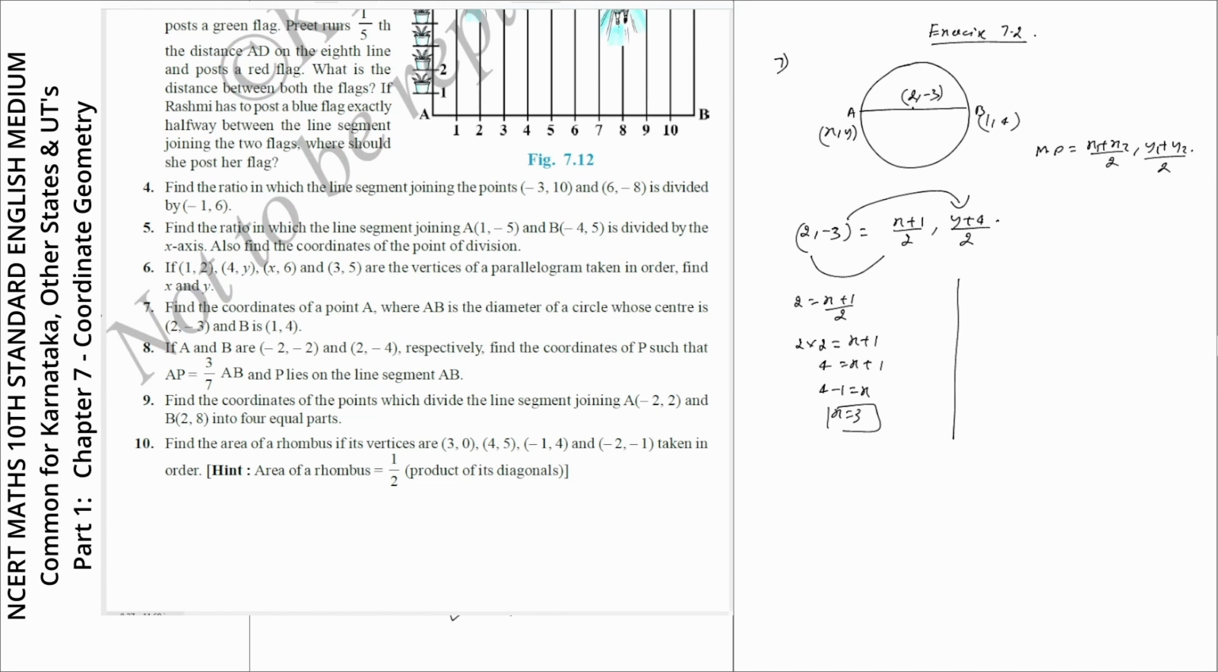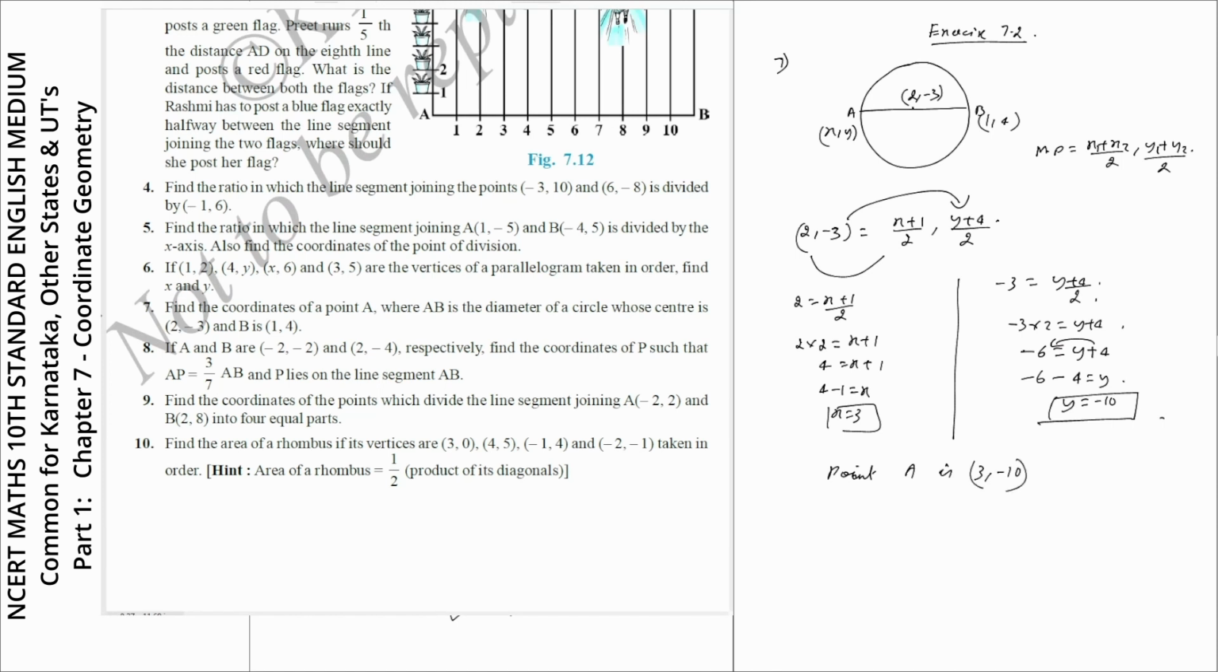Now if I equate the y term, minus 3 is equal to y plus 4 by 2. Cross multiply, minus 3 into 2 is equal to y plus 4. So minus 3 into 2, minus 6, I'll get is equal to y plus 4. Bring this one here, minus 6 minus 4 is equal to y. So minus 6 minus 4 is minus 10. So the coordinate of point A is 3, minus 10.